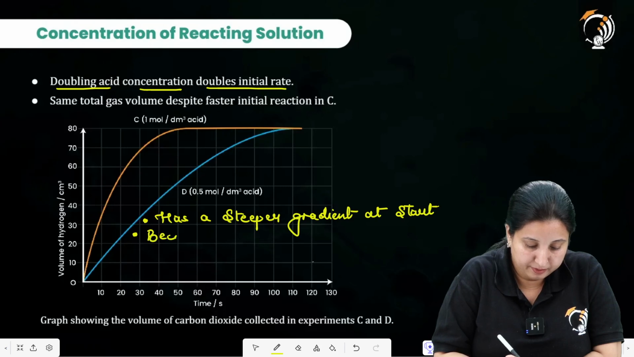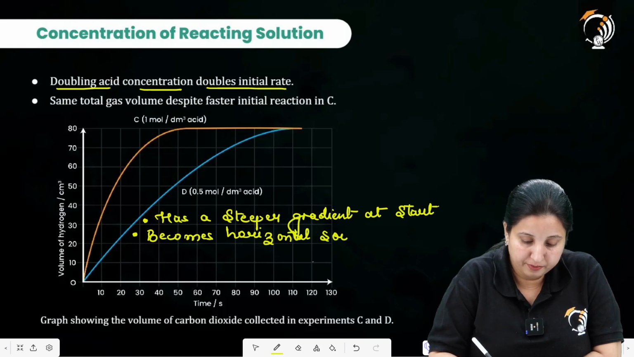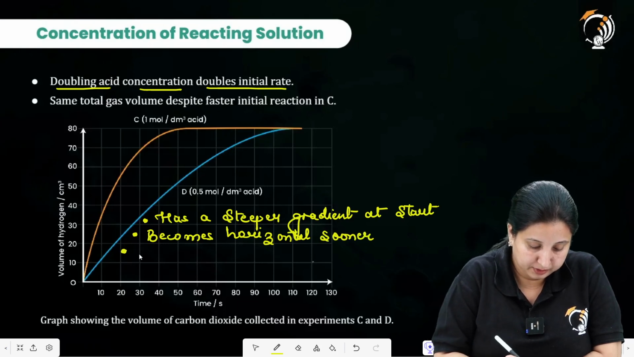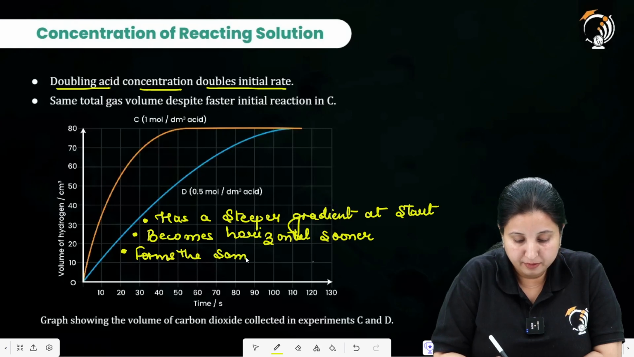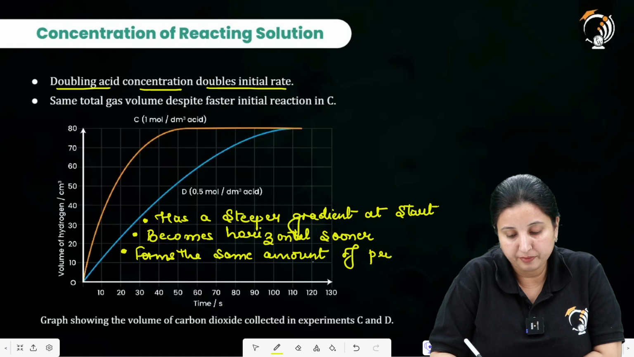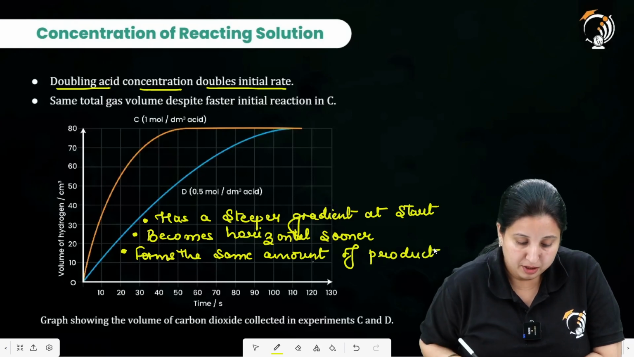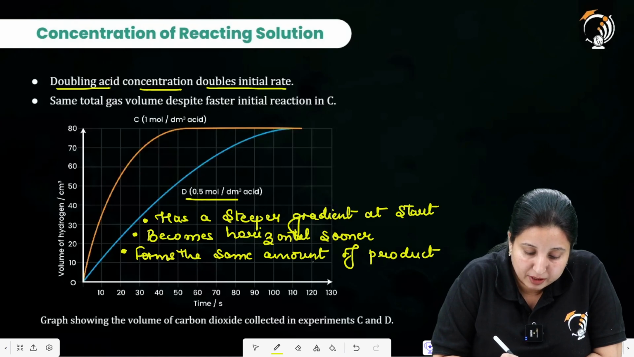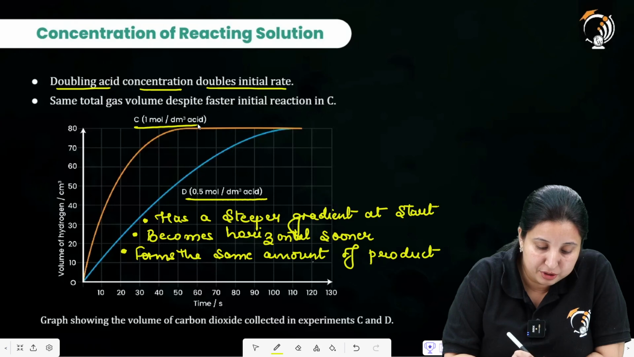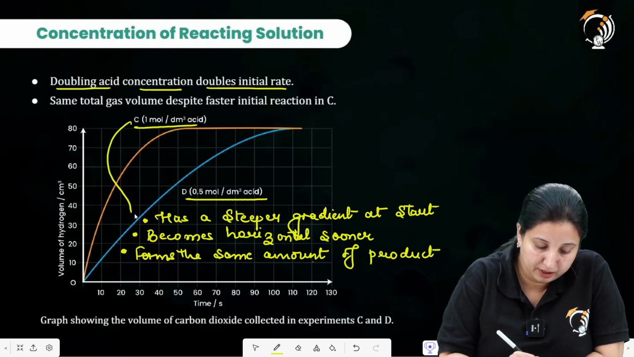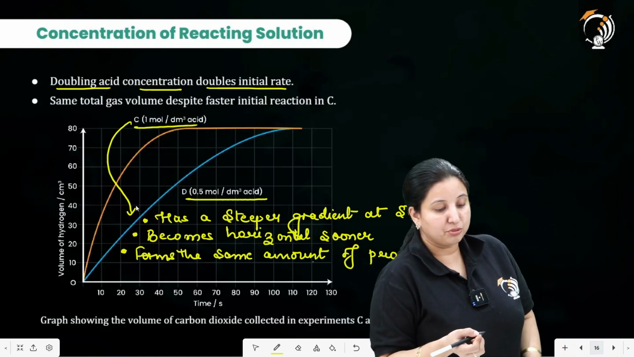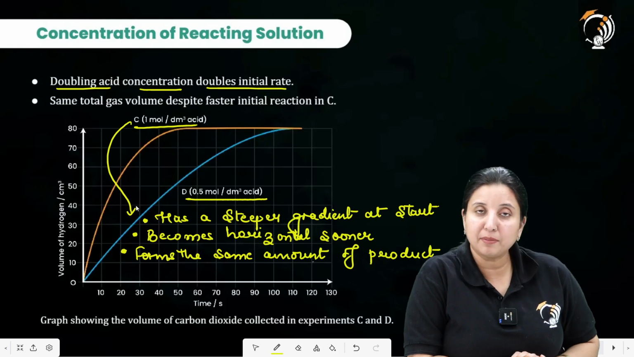Then it becomes horizontal sooner, then forms the same amount of product. Okay, so if you look, I am having the lower concentration in D and higher concentration over C. So how is it giving us the result? It becomes horizontal sooner, having a steeper gradient, and then forms the same amount of the product.